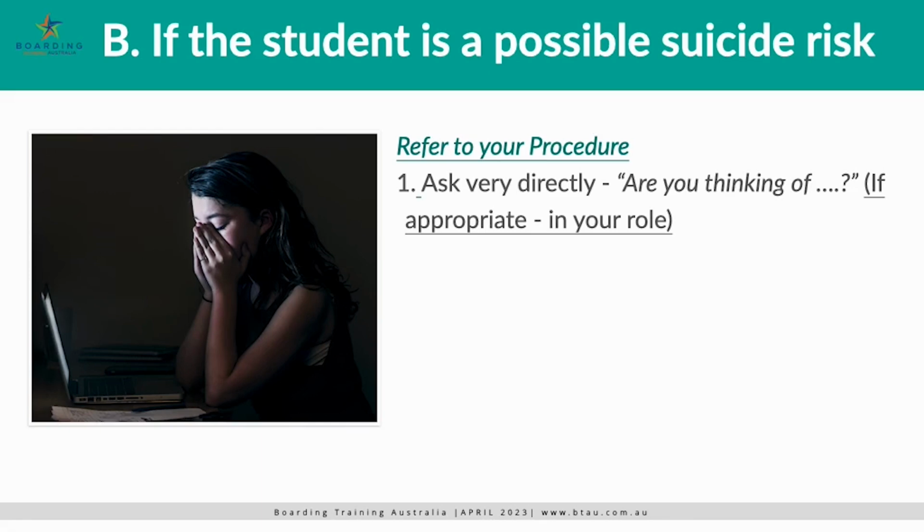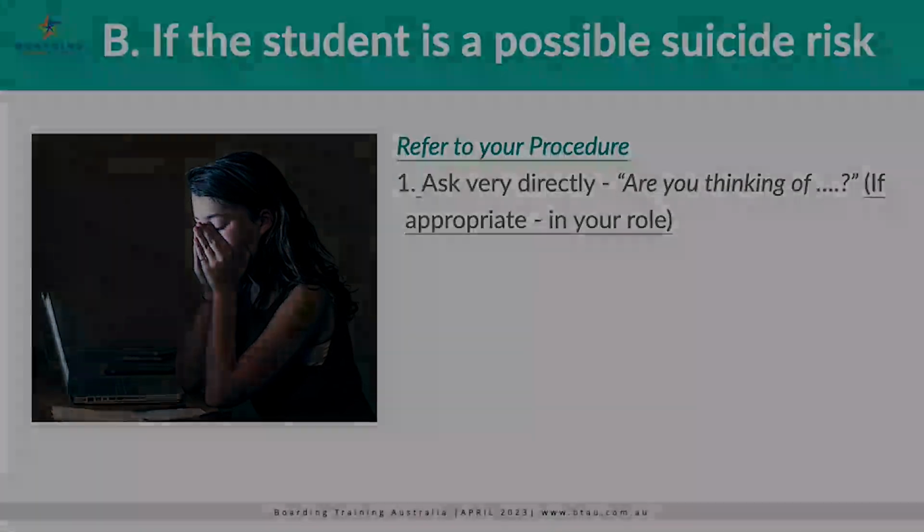The first thing you do is ask this student very directly, are you thinking of taking your own life? And that is, if it is appropriate in your role. There might be somebody else who should be doing this, somebody more senior to you, or if possible, a counsellor, a psychologist, a nurse, a health professional. But what you do if you believe that a student is a suicide risk is to ask if they think they're going to take their own life.